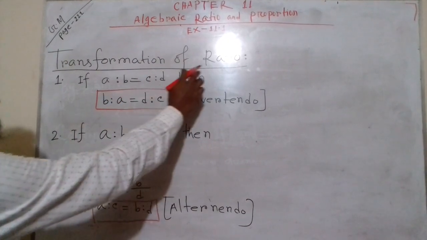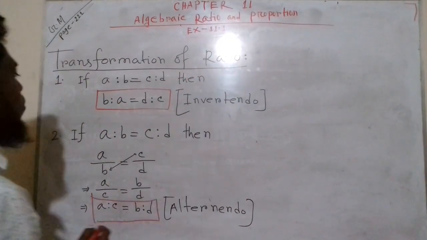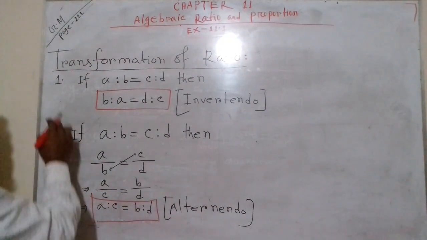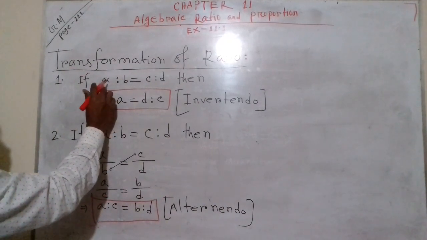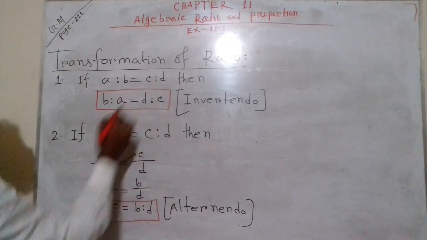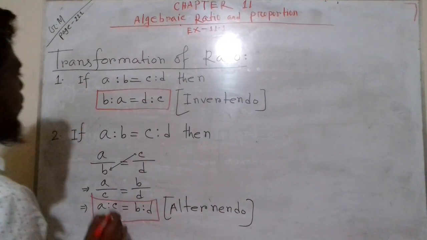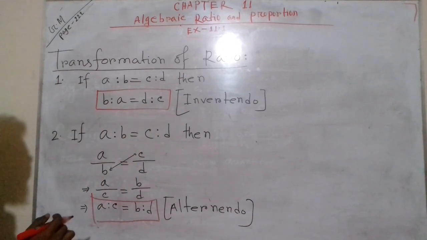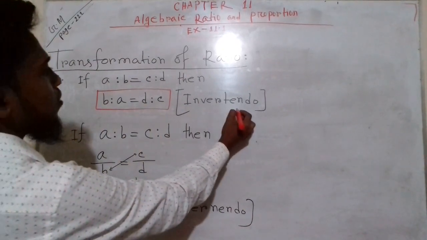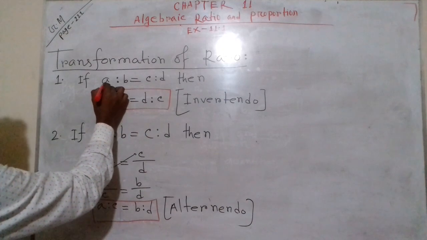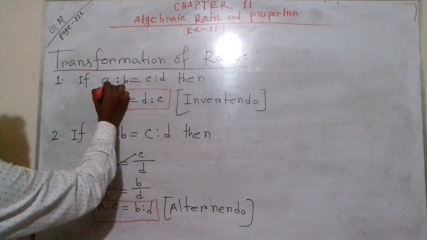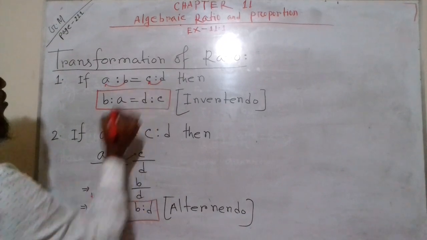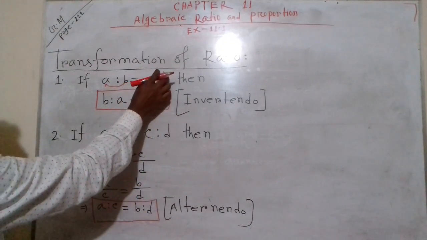The transformation of ratio, or important laws of ratio. Number 1: if A is to B equal to C is to D, then B is to A equal to D is to C. This is called invertendo. Here the first and second quantities are interchanged, and the third and fourth quantities are interchanged in each ratio.